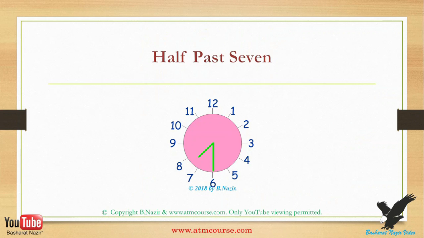This clock is reading 7:30, because the big hand is pointing to 6 and the small hand is halfway between 7 and 8. Now you say, half past seven. This clock is reading half past eight, because the big hand is pointing to six and the small hand is halfway between eight and nine. Now you say, half past eight.